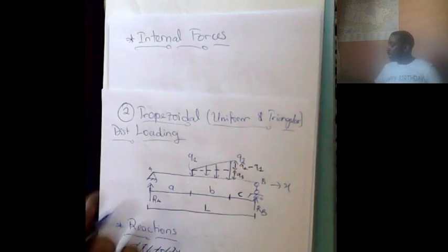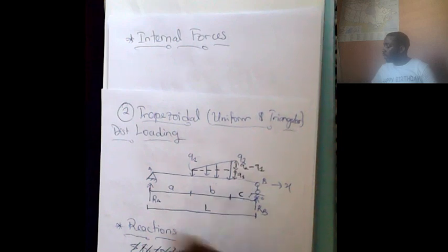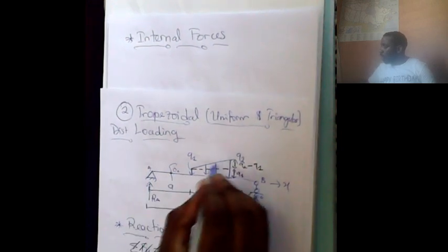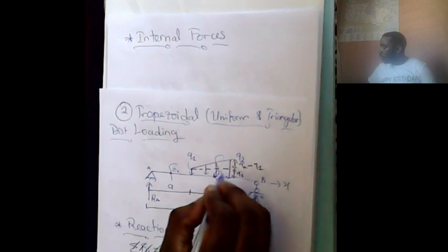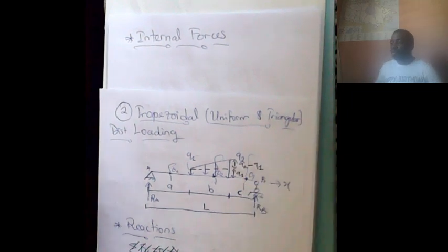So for our internal forces, how many zones do we have? We have 3 zones, right? We'll have zone 1 here where we'll cut at O1. We'll have zone 2 here where we'll cut at O2. And we'll have zone 3 this way where we'll cut at O3. Okay? So we need to calculate for each of those zones.